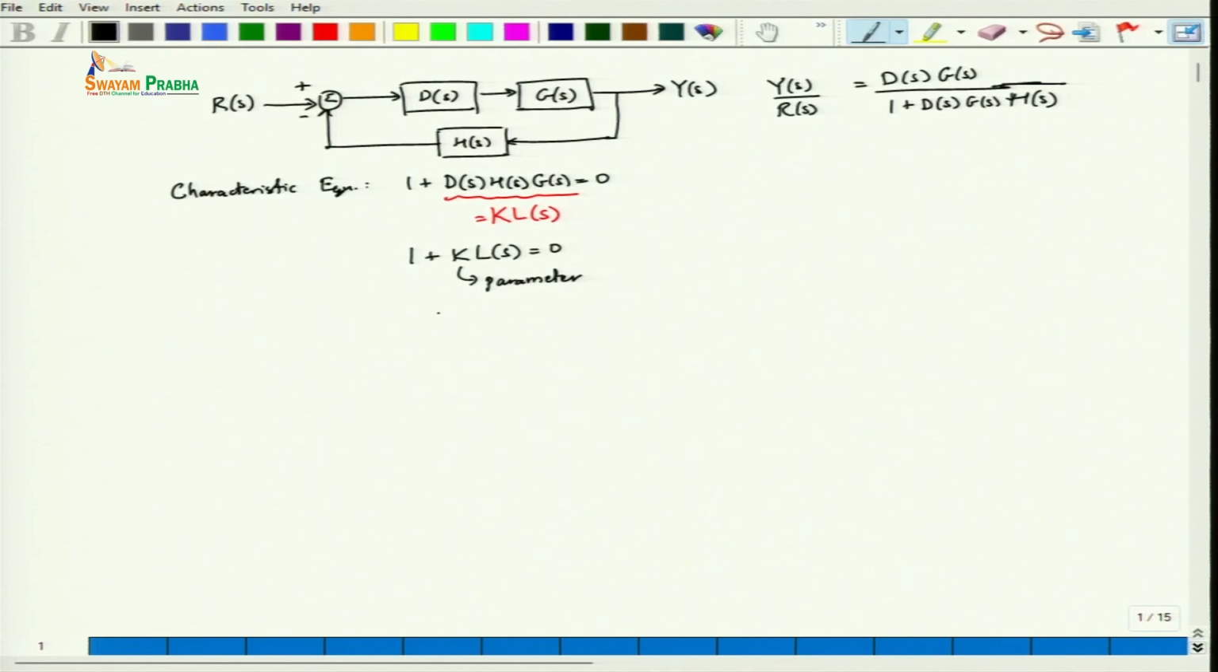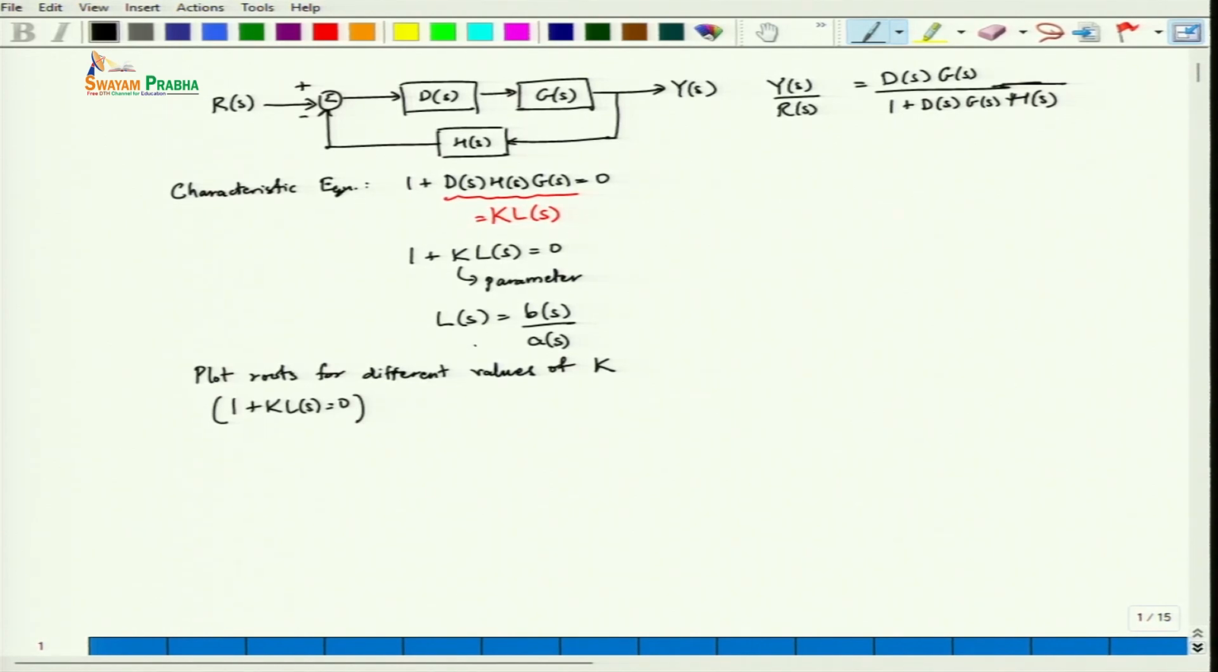So, we can denote this L of S to be of the form B of S divided by A of S, where B and A are polynomials in S, and as I mentioned, we'll plot roots for different values of K. These roots are basically of 1 plus K L of S is equal to 0.